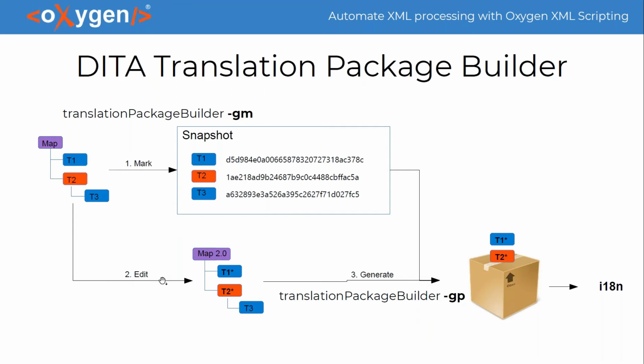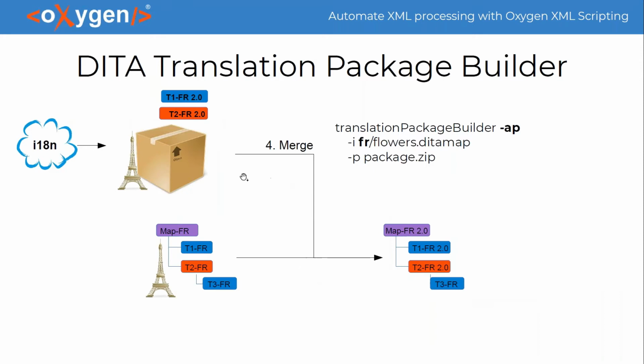And then you just begin and edit your topics and make changes. And in this diagram, I've changed topic 1 and topic 2. And the third step is when you want to send the changed files to translation, you generate the package, again using the translation package builder script, by passing it the generate package flag, and you'll get an archive with just the modified topics.